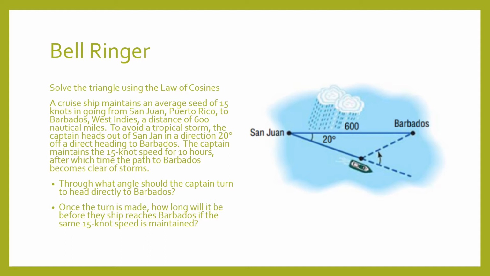So here in the diagram, you see that we have San Juan, Puerto Rico here. We have Barbados. The ship is headed this direction. It is at an angle of 20 degrees off a direct path from San Juan to Barbados. So first, in order to find out through what angle we need to turn to head directly to Barbados, we're going to first find out what this angle here is near the ship.